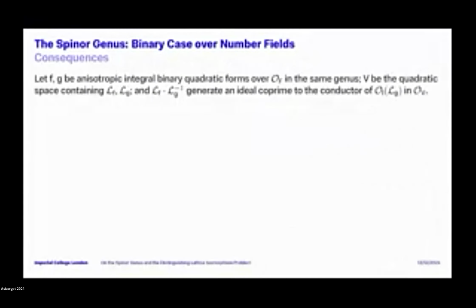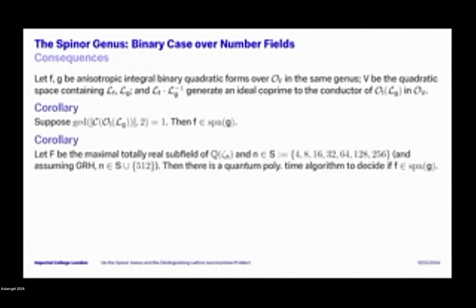So what are the consequences of our theorem? These first two lines just describe the same setup as we had for our theorem. Our first corollary is as follows. Suppose that the size of the class group of the left order of L_G is odd, then F and G lie in the same spinor genus. And this kind of tells you when this is not so useful, because if this class group has odd cardinality, then we don't really get any information from the spinor genus. So let's move on to something more useful.